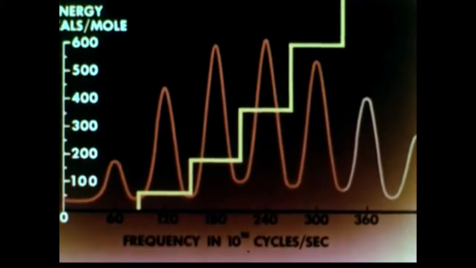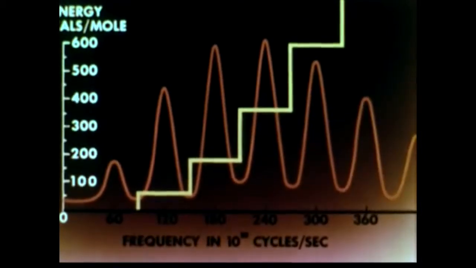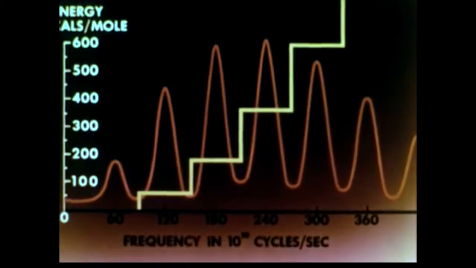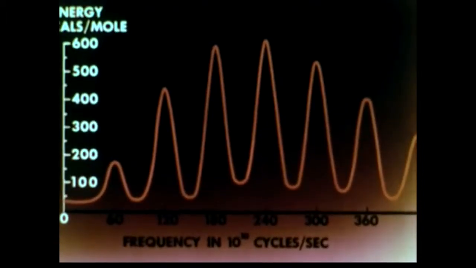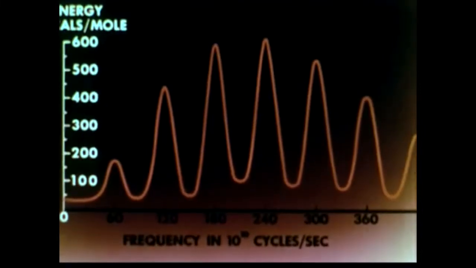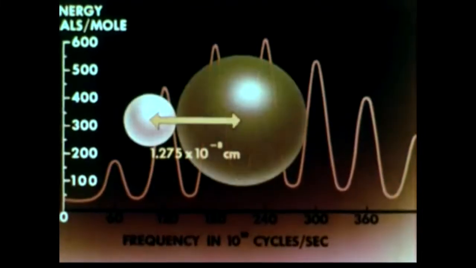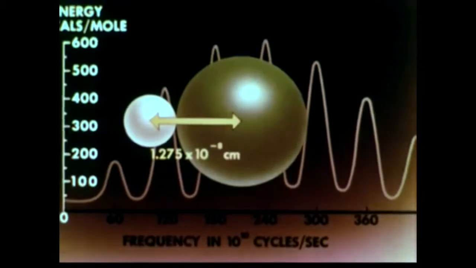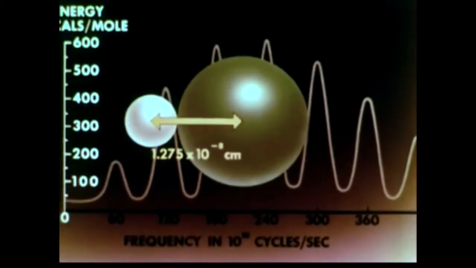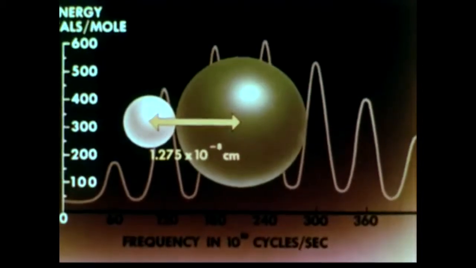The importance of the rotational spectrum to the chemist lies in the fact that it's possible to calculate the length of the hydrogen-chlorine bond from the frequencies of the absorption lines. From this particular spectrum, the length of the HCl bond is calculated to be 1.275 times 10 to the minus 8th centimeters.